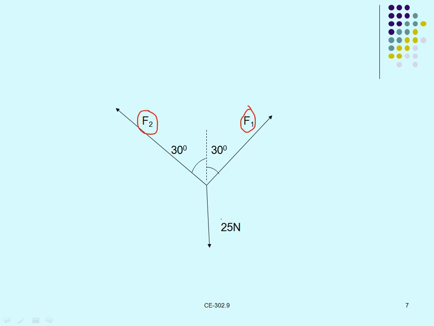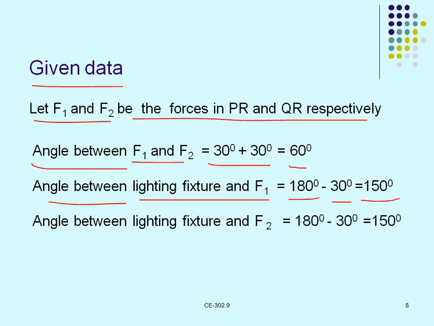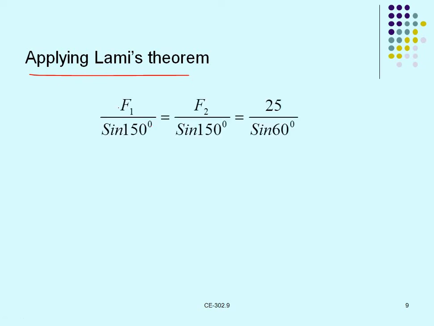So the angle between the lighting fixture and F1: if this is 60 degrees and 30 degrees, the remaining portion is from 180 degrees, so 180 degrees minus 30 degrees equals 150 degrees. Again, the angle between the lighting fixture and F2 is equal to 180 degrees minus 30 degrees, which is 150 degrees. Applying Lamy's theorem, F1 by sine 150 degrees is equal to F2 by sine 150 degrees, which is equal to 25 by sine 60 degrees.